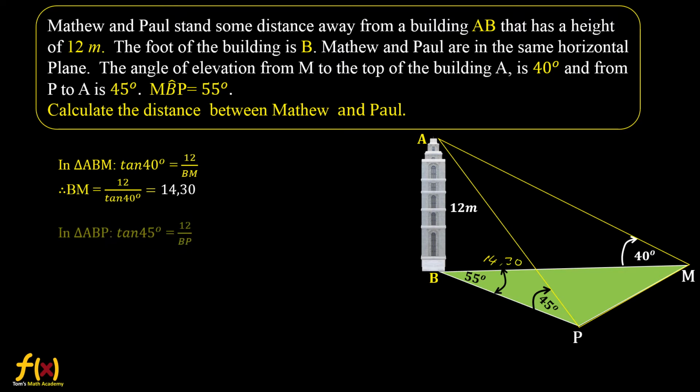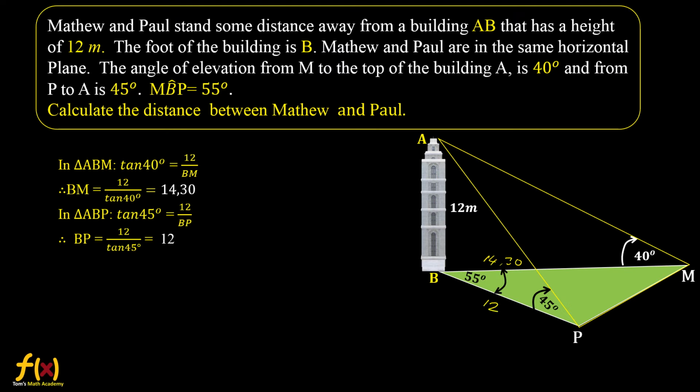Next is the triangle ABP. Tan 45 is equal to 12 over BP. We are going to solve for BP now. So BP is equal to 12 over tan 45, which is 12. So we got BM and BP now. And also the included angle is available. Okay. We also write 12 here.